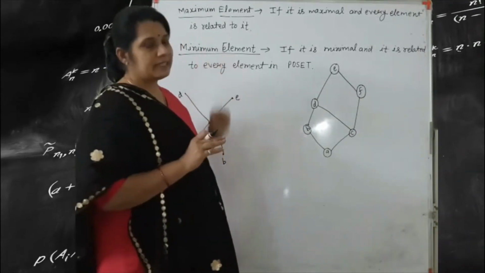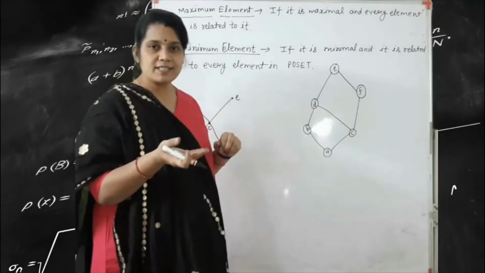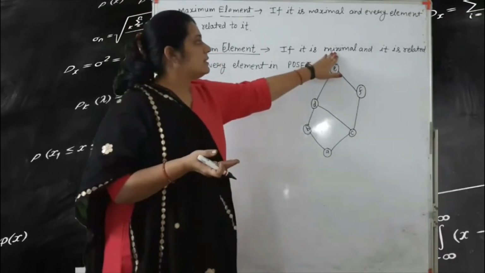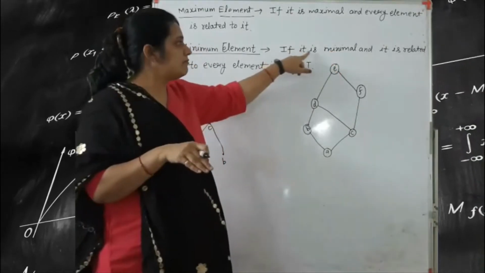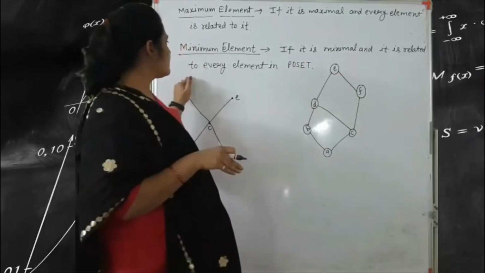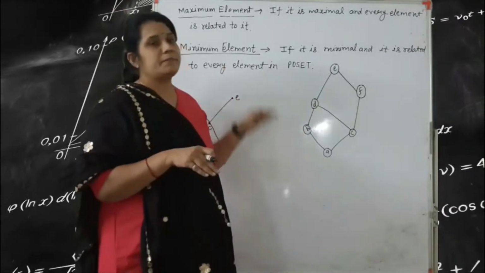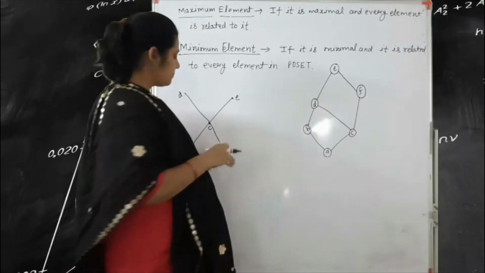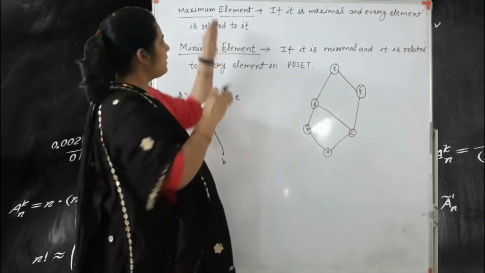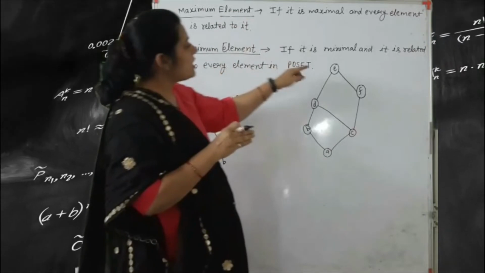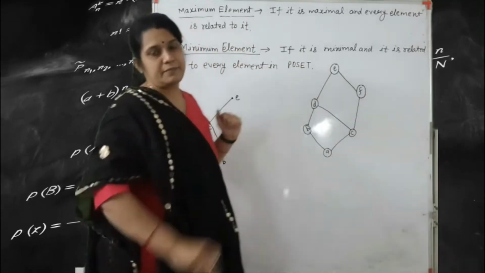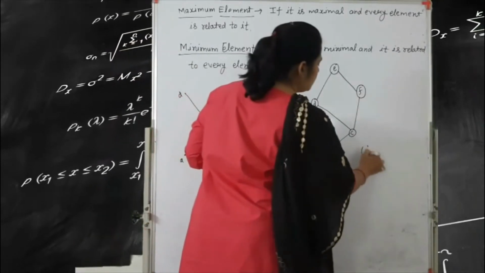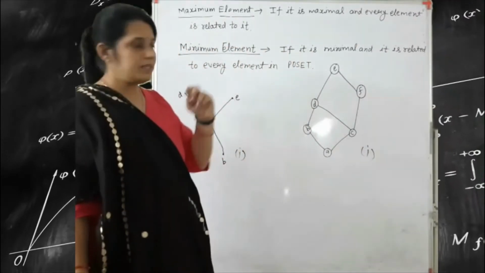So minimum element, that means what? The bottom of the Hasse diagram. So the minimum element is always a minimal element. That means if it is minimal and it is related to every element, that means the minimum element is related to every element, and the maximum element, that means every element is related to that element. Okay, so this is the example of finding the maximum and the minimum element.